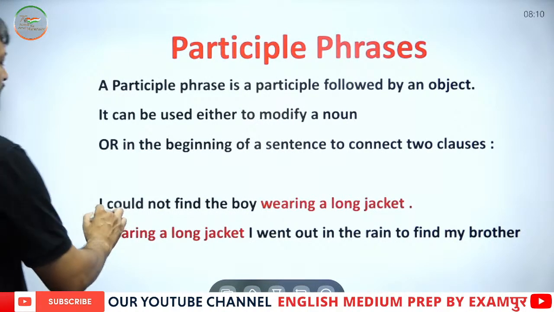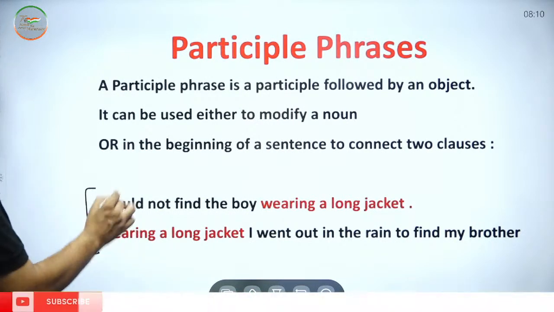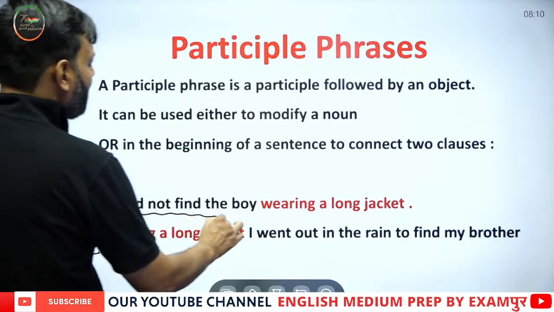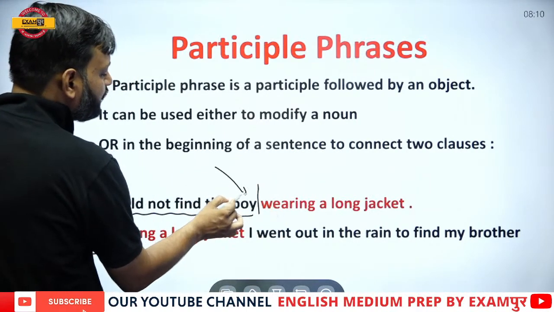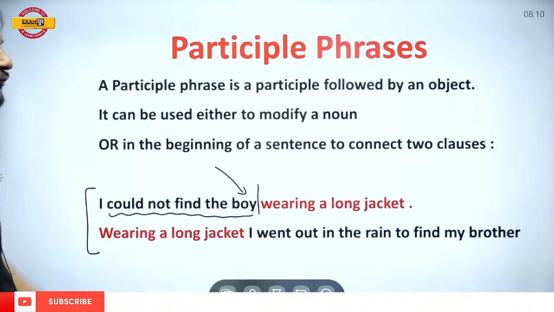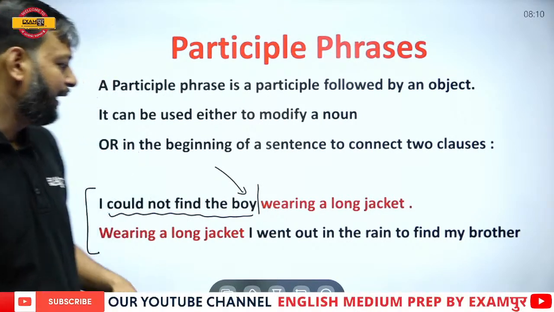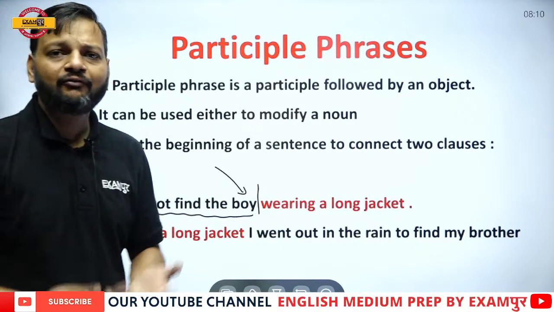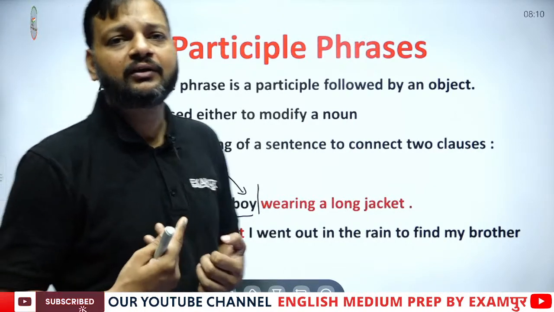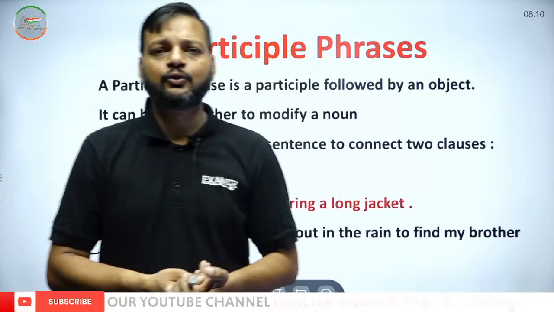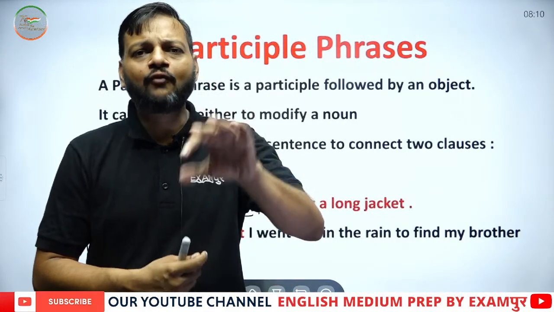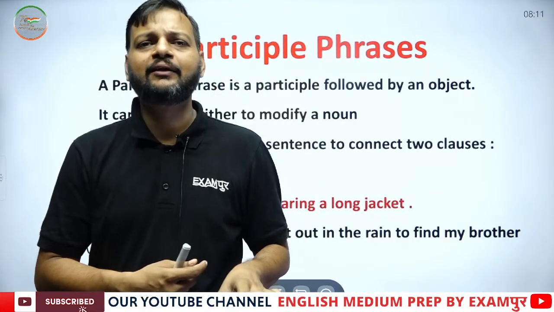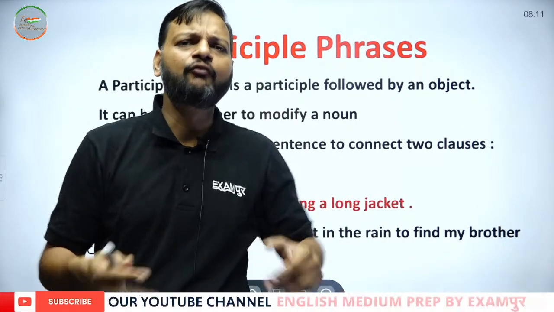See, here we have two examples. First example is, I could not find the boy. We have a noun here, the boy. And who was the boy? Suppose I say to you that I could not find the boy. What is the obvious question that comes to your mind? Who was the boy? Which boy?